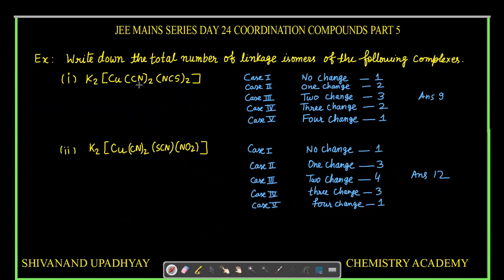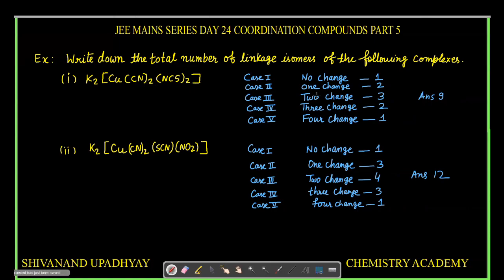I can change either CN minus, I can write NC, or I can change this one, NCS to SCN, right? So either I will change here or I will change here. Because of that, there are two isomers possible, right? So apart from this compound, I can write by exchange of one. One change means I can write Cu(CN)(NC) and this will remain the same. Or I can write Cu(CN) twice, and this will be NCS and SCN. So because of that, two possibilities are there, two isomers are there.